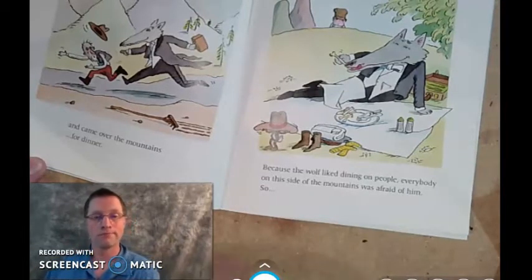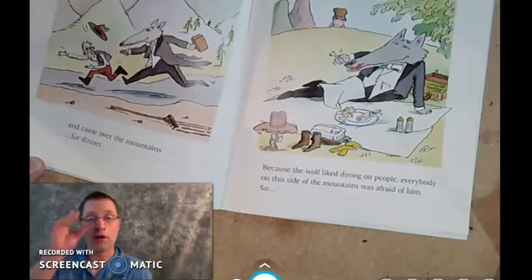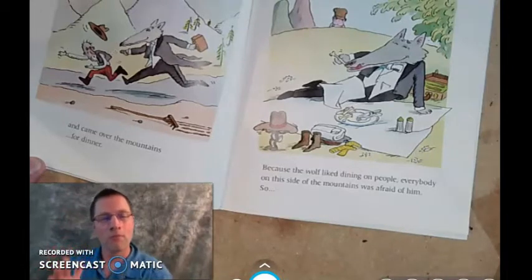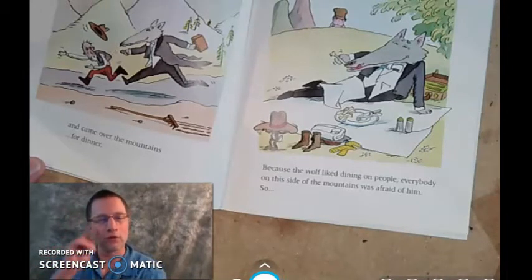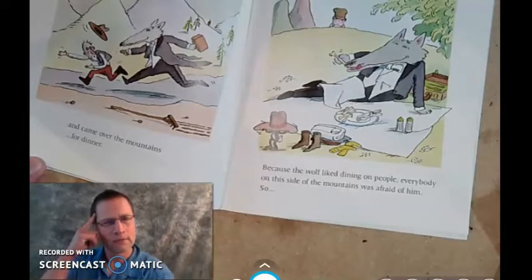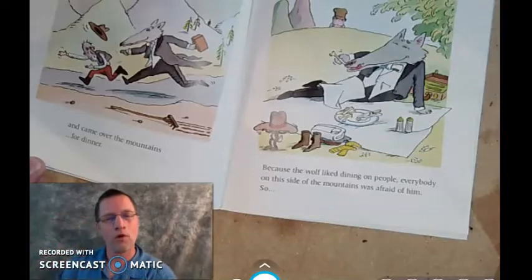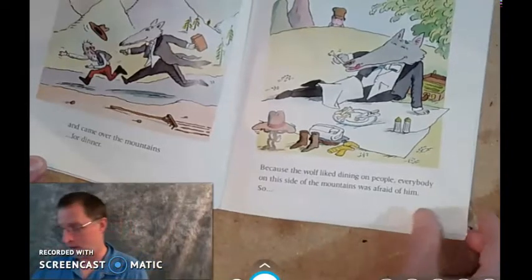So, now, I can stop here, and already I see some connections, text to text. Can you think of any? In both stories, there's a boy and there's a wolf. Those are two connections that we have.